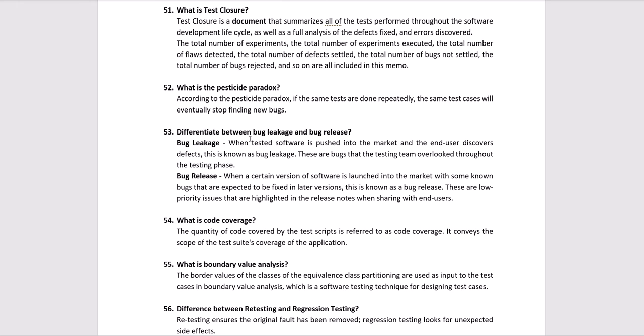The next question is differentiate between bug leakage and bug release. Bug leakage is when tested software is pushed into the market and the end user discovers a defect.